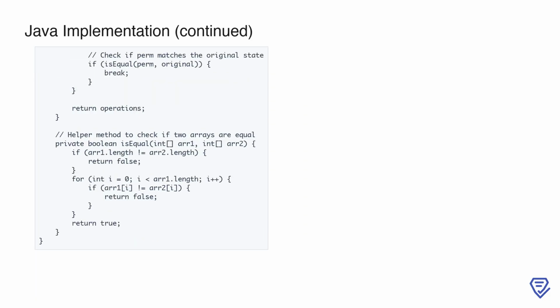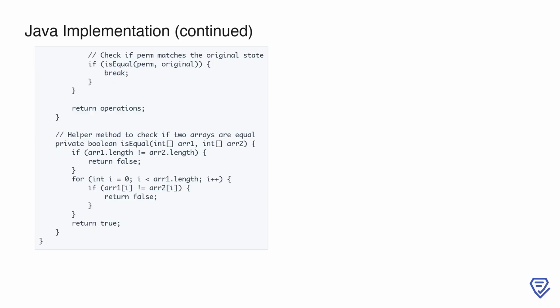Now, after updating the perm array, we check if it matches the original array. To do this, we call the helper method isEqual, which ensures that every element of the two arrays is identical. If perm matches the original state, the transformation process is complete, and we exit the loop. Otherwise, the loop continues, performing additional transformations. Finally, we return the operations counter, which gives the minimum number of operations required to reinitialize the permutation.